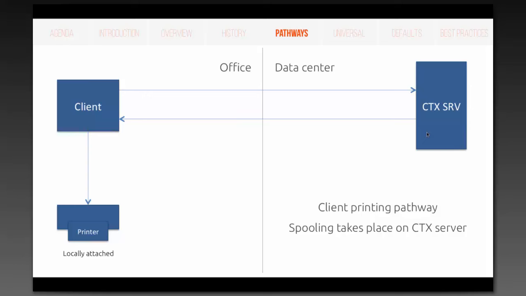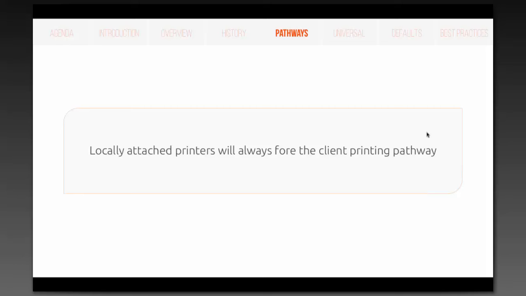And if we separate the two with an office and a data center, and we put a few miles between them, then the data sent between the Citrix server and the client device will still be compressed, because they can communicate over ICA. So something to remember. Now, with locally attached printers within Citrix, if you use locally attached printers, then it will always force the client printing pathway, which I just showed you guys. So this one is important to remember.